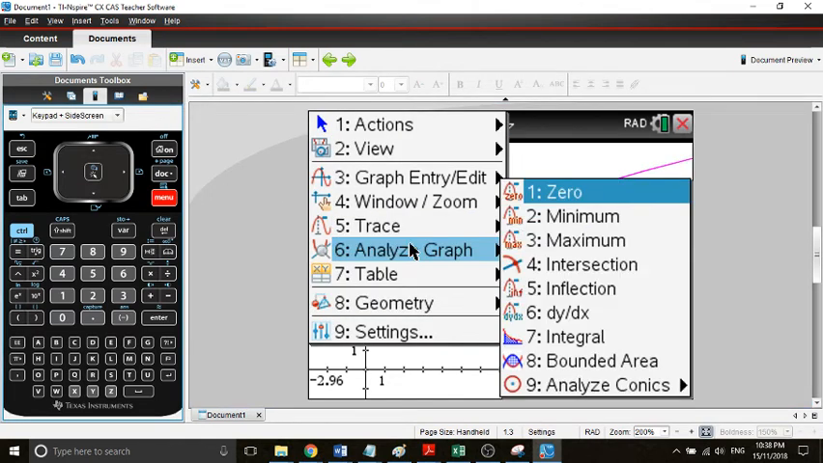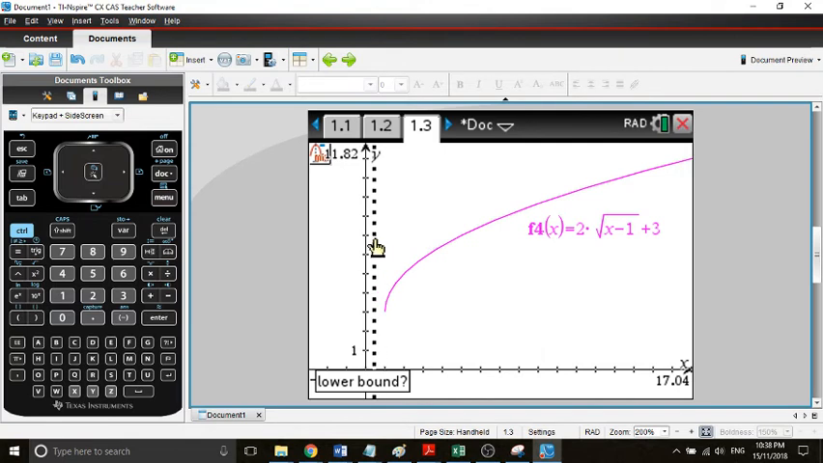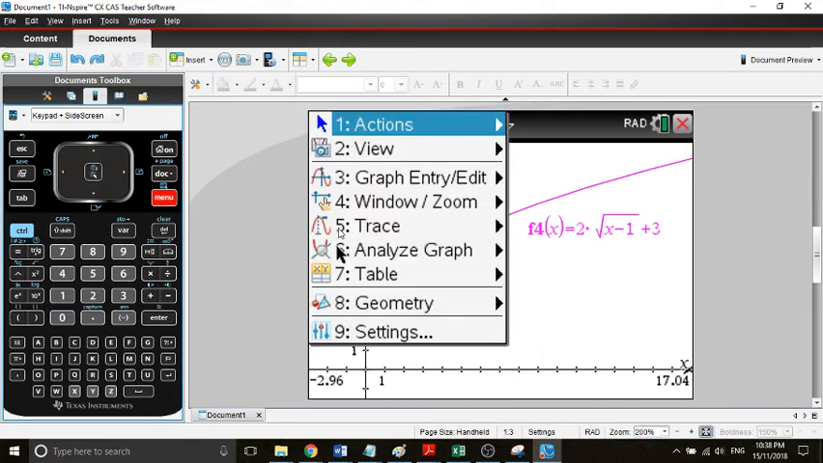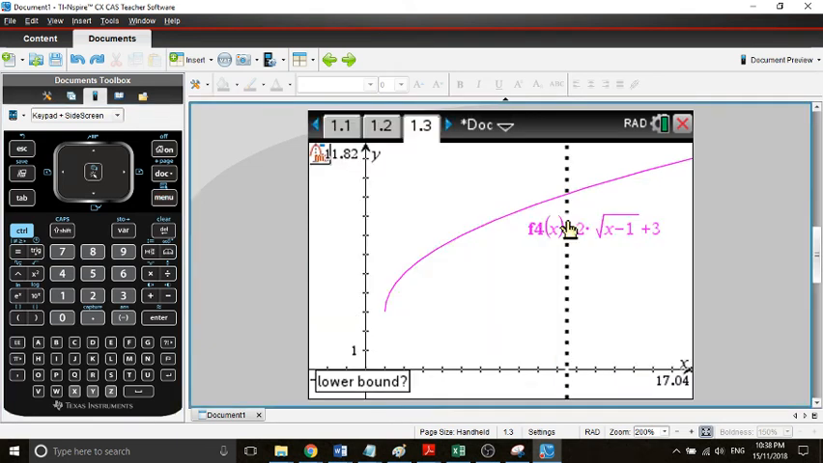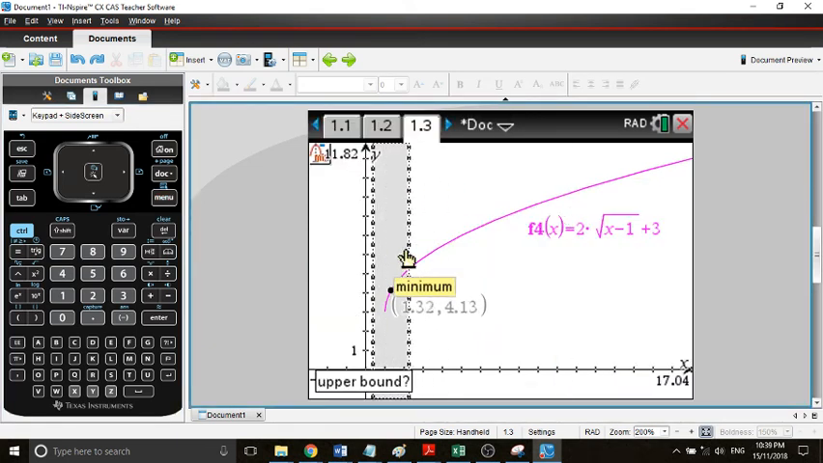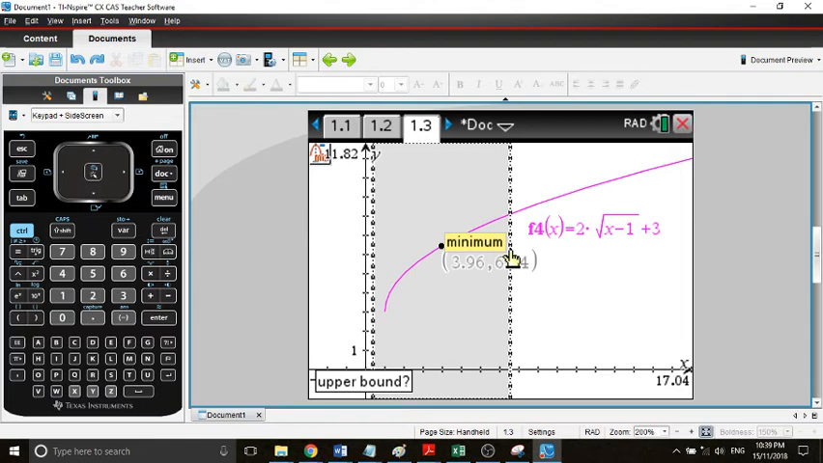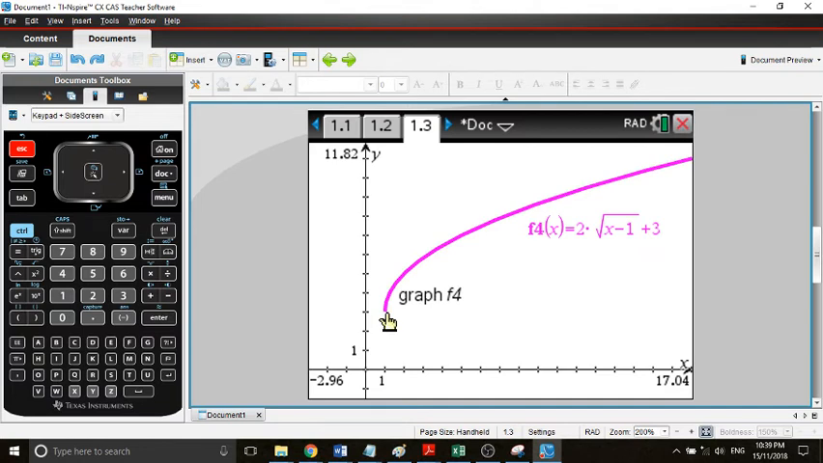Check the endpoint, analyze minimum because it's the lowest point. Whoops. I might have done maximum then. Menu, analyze minimum between here. Why is it doing that to me? Well, I don't like that. It should be giving me a minimum point. That's not the minimum point. It's like a halfway point. It's making me mad.